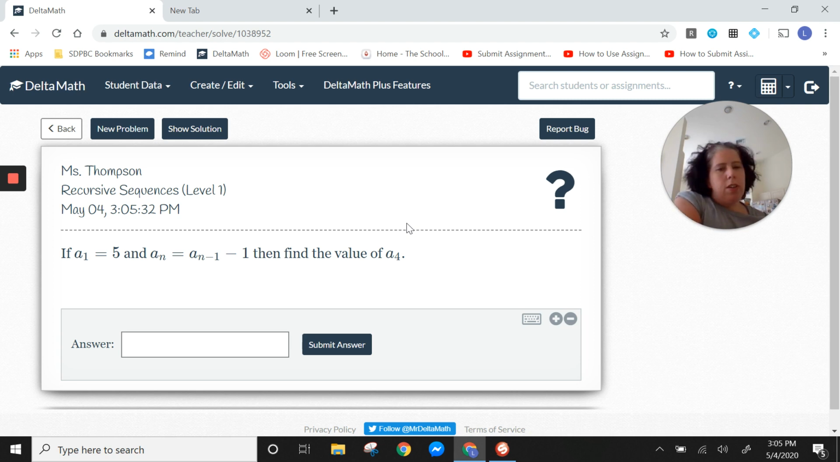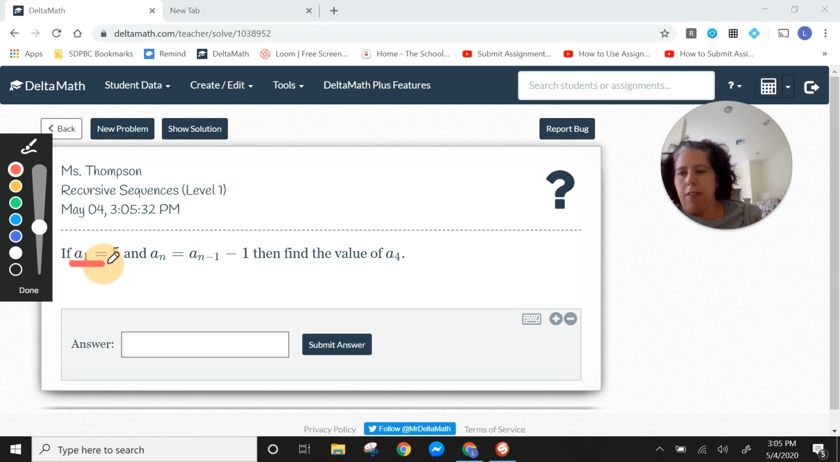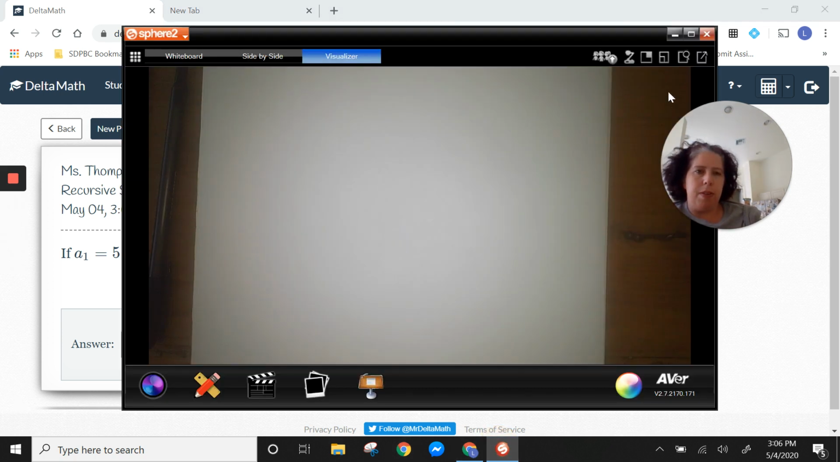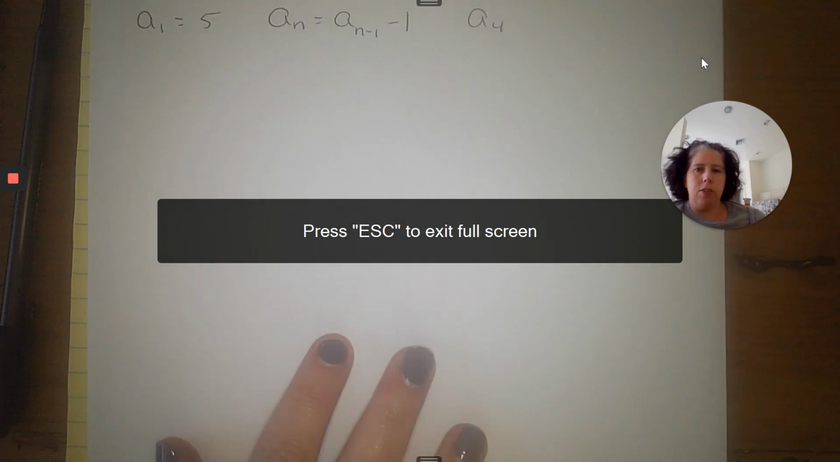Same idea. So it's going to tell you, so let's get the highlighter. Okay, if A1 is equal to 5 and A sub n equals A sub n minus 1 minus 1, find A4, right? Okay, so I've got A1. A1 is 5. The formula is A sub n equals A sub n minus 1 minus 1. And we're trying to find A4, right? Okay, so let's pull this up just so you can see what's going on.